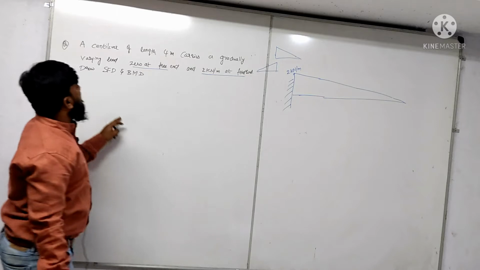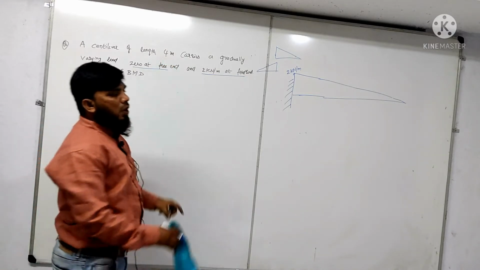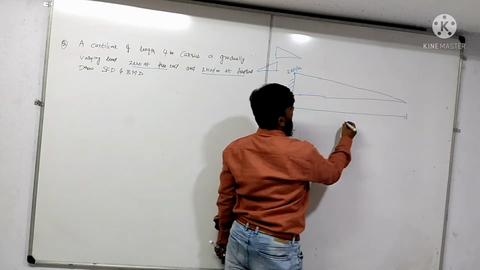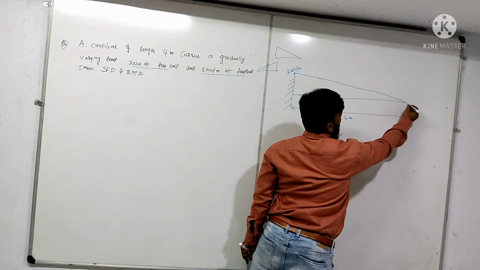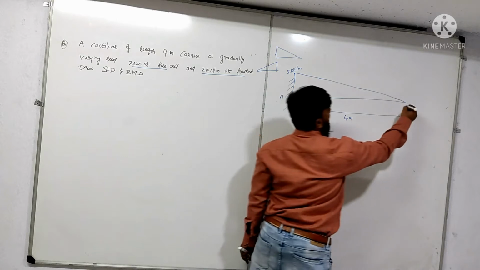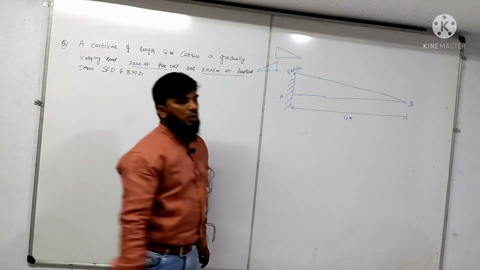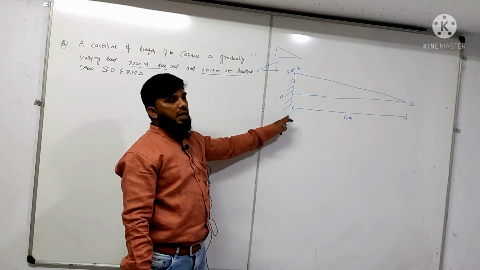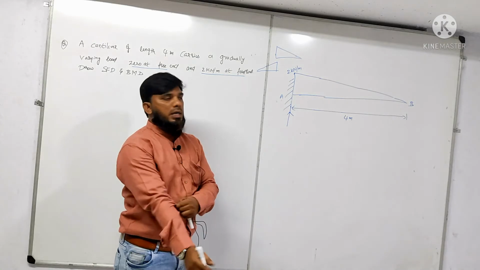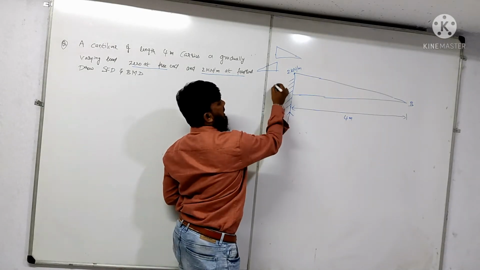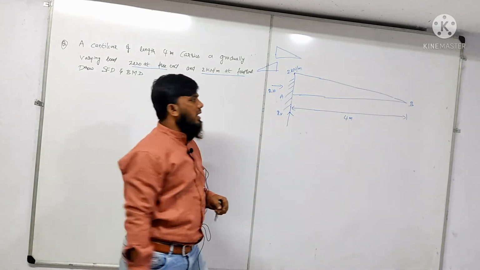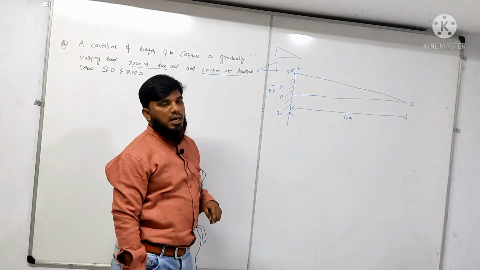The length of the beam is given here as 4 meters. Let us give the naming for the beam, that is section A and section B. Obviously we know that whenever there is a fixed side, it will have two types of reactions, which we discussed yesterday also. One is the reaction in the vertical direction, another is the reaction in the horizontal direction.